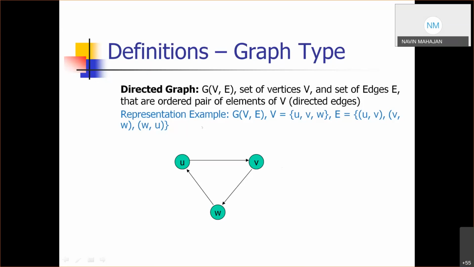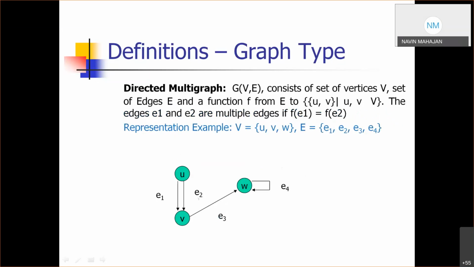So how will we represent a graph G = (V, E)? Here the vertices are V = {U, V, W}, and the edges, as they are directed, we represent as ordered pairs. How many edges do we have? U to V is the first one, V to W is the second one, and W to U. I cannot write V to U because there is no directed edge from V to U.